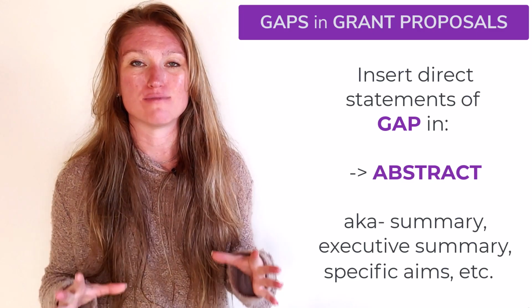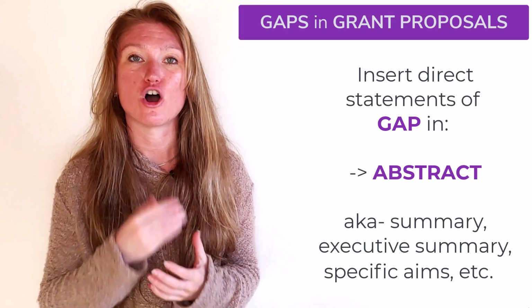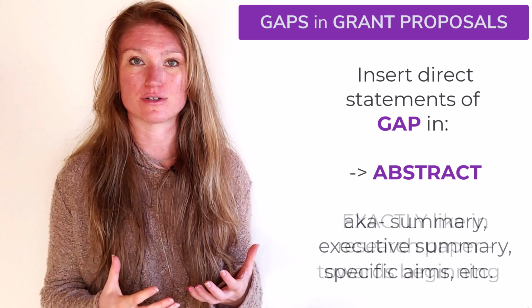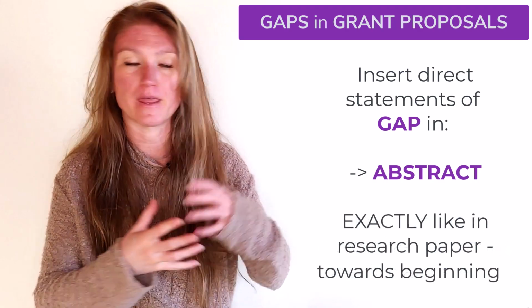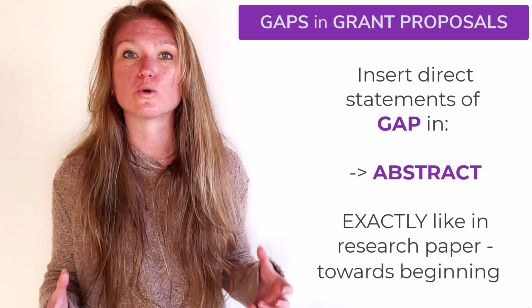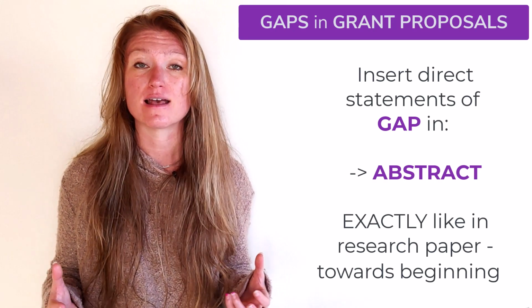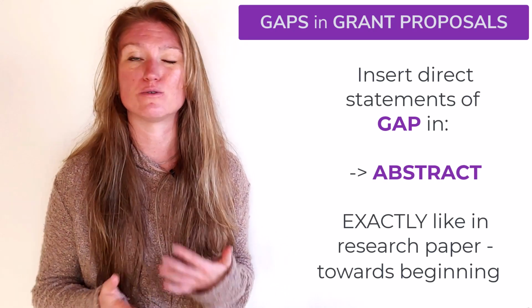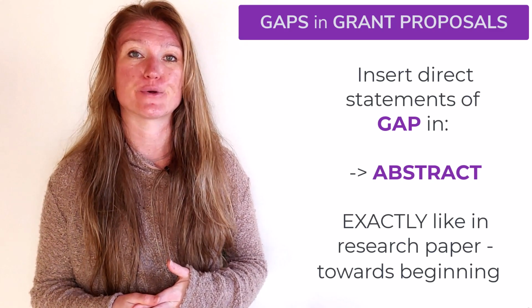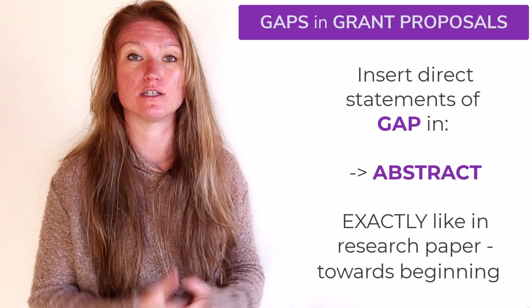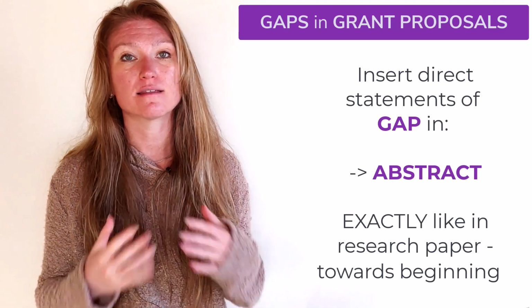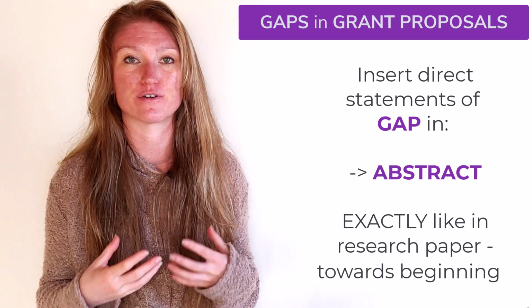What we need is the direct statements of a gap on that page, also towards the introductory section of it. So if you're doing a normal size abstract from your grant, then this is just going to be within the first 2, maybe 3 sentences. If you have a full-length page that you get to use for the summary of your grant, this is going to be at the end of the first paragraph.